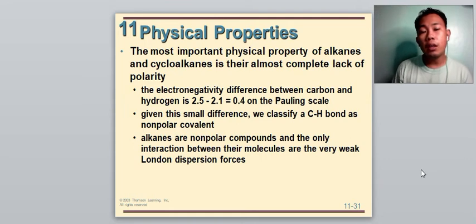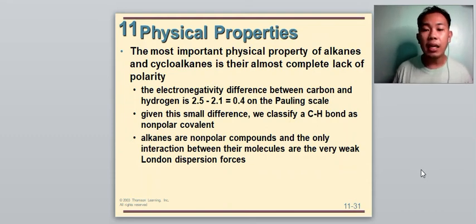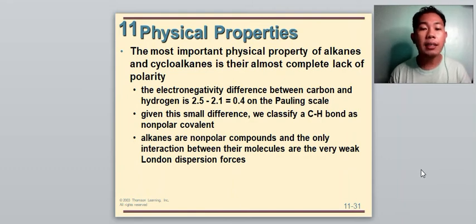So let's move on into the physical properties of alkanes and cycloalkanes. The most important physical property of alkanes and cycloalkanes is their almost complete lack of polarity. Why? Because the electronegativity difference between carbon and hydrogen is 2.5 minus 2.1, which is 0.4 on the Pauling scale. Given this small difference, we classify a C-H bond as non-polar covalent. Alkanes are non-polar compounds, and the only interaction between their molecules are the very weak London dispersion forces.